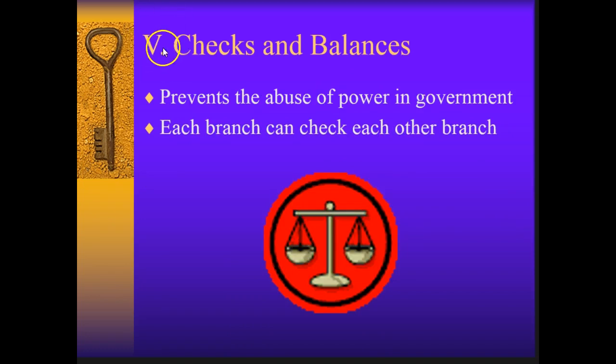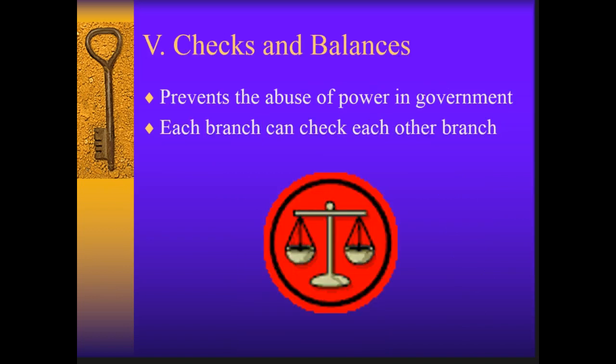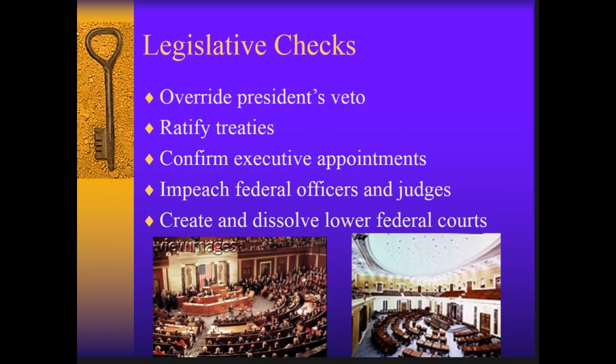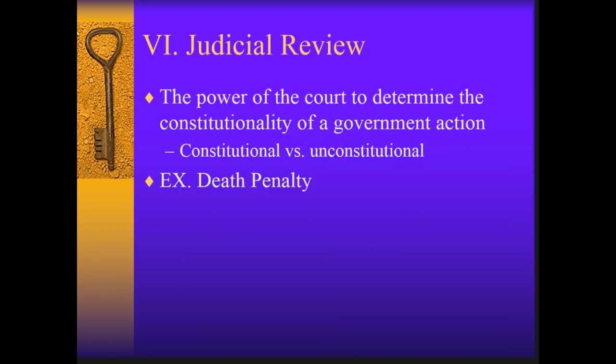The 5th one is checks and balances. I'm going to hurry up here. It prevents the abuse of power in government. Each branch can check the power of every other branch. Some of the checks include vetoing laws, things like that; legislative checks, overriding the president's veto; and judicial checks are, of course, declaring something unconstitutional.